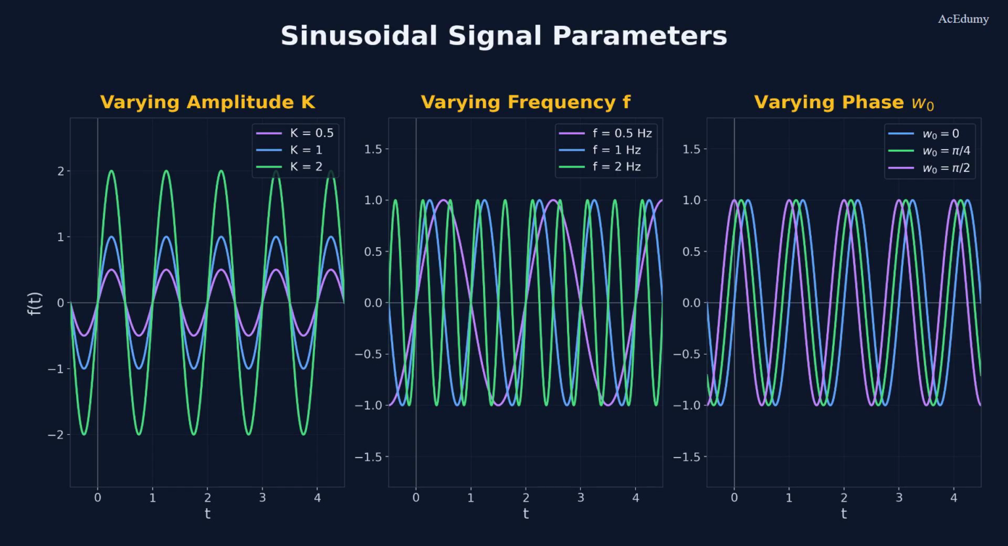Let's compare how each parameter affects the waveform. In the first panel, we vary the amplitude k while keeping frequency and phase constant. A larger k stretches the wave vertically. In the second panel, we change the frequency. Higher frequency means more cycles packed into the same time interval and a shorter period. In the third panel, we adjust the phase angle. The wave shifts horizontally, but its amplitude and frequency stay the same. These three parameters, amplitude, frequency, and phase, completely determine any sinusoidal signal.